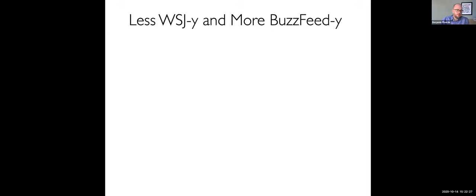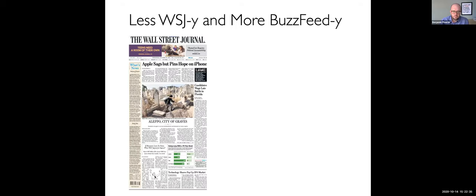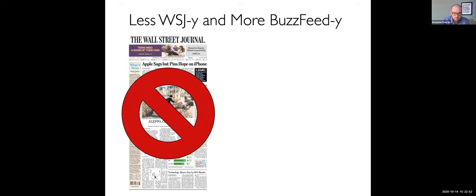So another way to think about making your poster fun, engaging, bringing people in, is to make it less like the Wall Street Journal. Back in the day, you could get a print paper and pick it up. And when you go to academic poster conferences, a lot of posters look like this. Columns, a lot of words. And when you look at it, it looks bad.